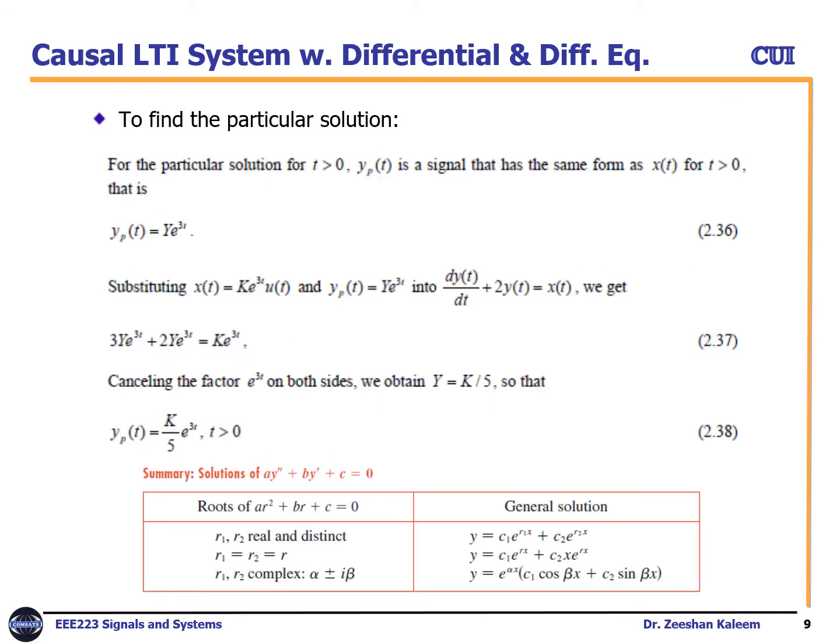So first go for the particular solution. For the particular solution for t greater than 0, right? y_p is a signal that has the same form as x(t). So whenever you try to find the particular solution y_p(t) of a signal, you should write the general equation in the same form as x(t) for t greater than 0. So if you write it in the same form, y_p(t) becomes Y e^{3t}.